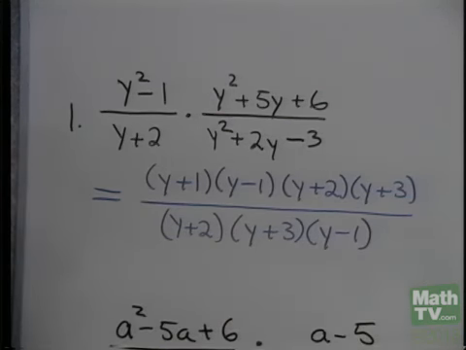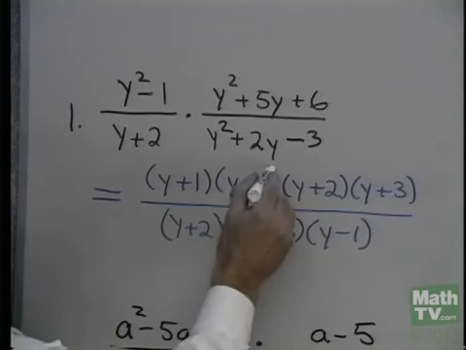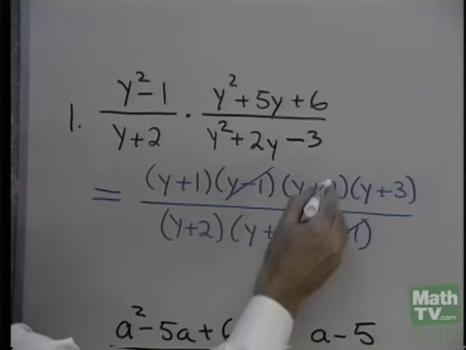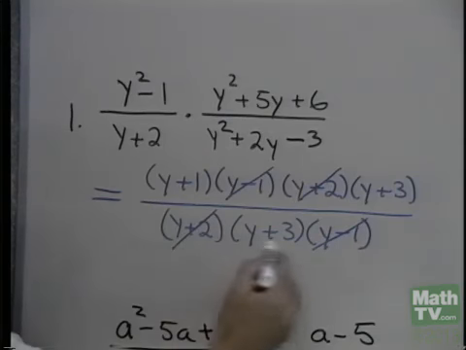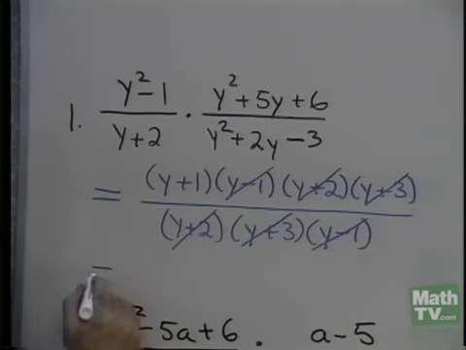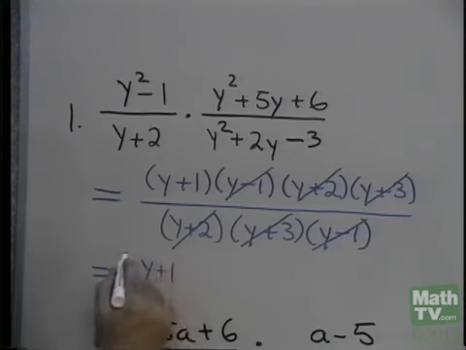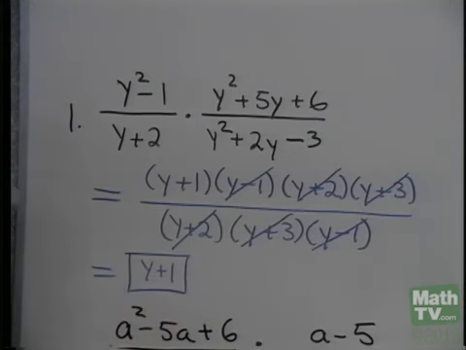And now I'll look for any factors common to the numerator and denominator. And let's see, I have y plus 1, nothing down here, y minus 1 and y minus 1, y plus 2 and y plus 2, y plus 3 and y plus 3. So when I reduce this to lowest terms, I have y plus 1 in the numerator divided by 1 in the denominator, which is simply y plus 1.